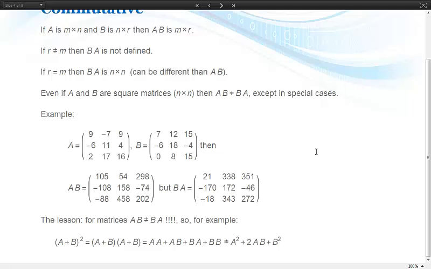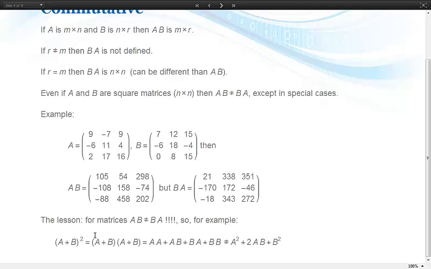This is a big deal for matrices, even when they have the same dimension. When they're square matrices, AB is not BA. And that really messes up our algebra. For example, we would think that (A plus B) squared is the usual foiling, A squared plus 2AB plus B squared, but it's not. Why?